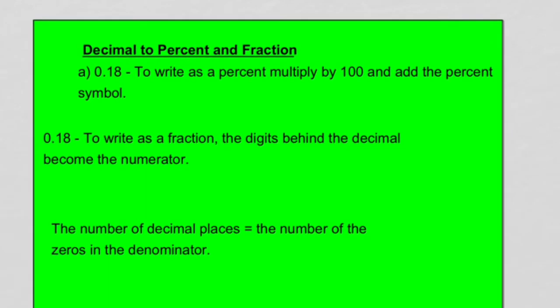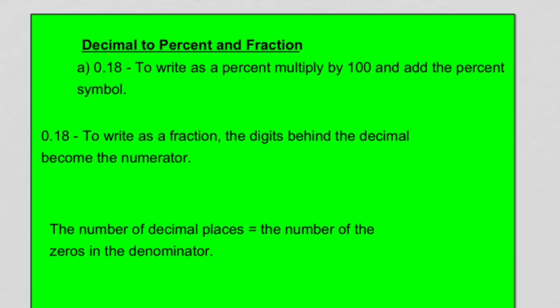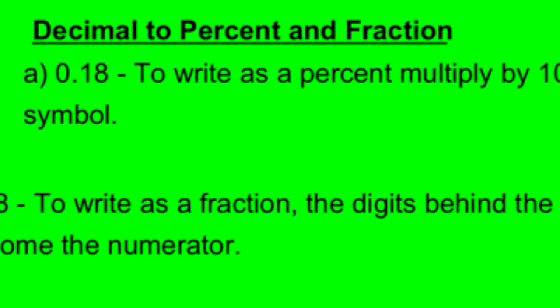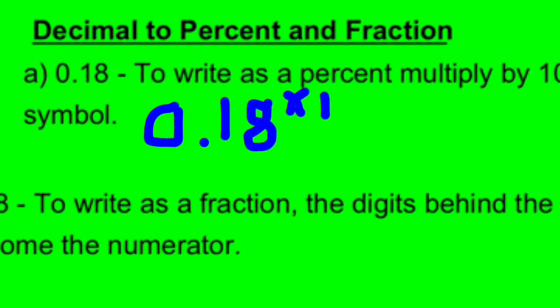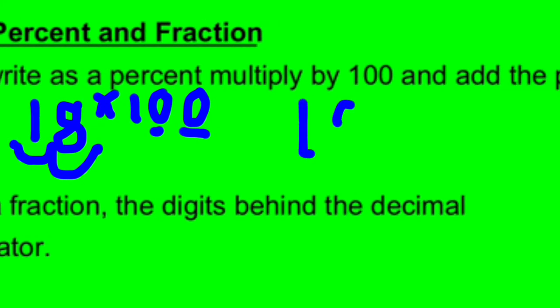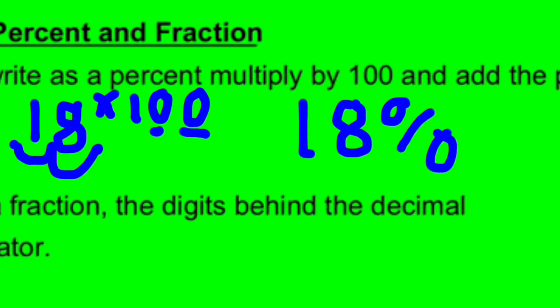And we're going to change that to a percent first, and we've actually already been doing that. To write that as a percent, you multiply by 100 and add the percent symbol. So we've been doing that a lot already. So to do that, you take your decimal and you mentally multiply by 100. And 2 zeros on 100, shift the decimal 2 spots to the right. And that gives you a percent of 18%. That's something we've been doing already, so we'll continue to do that.